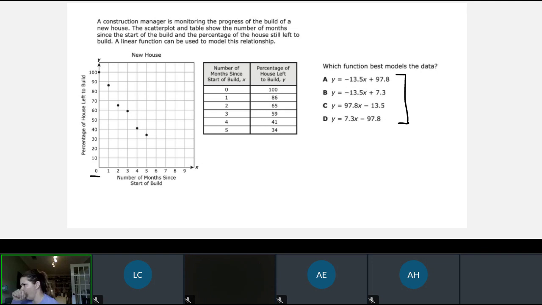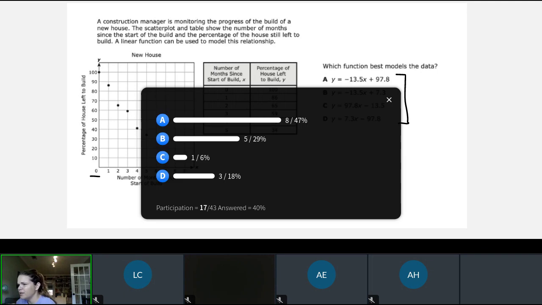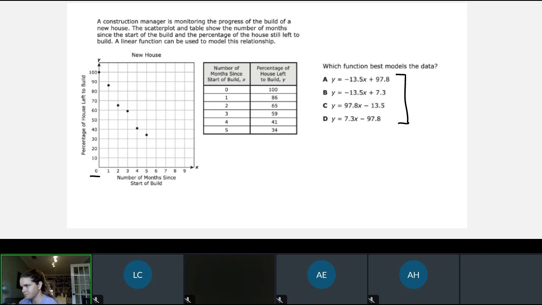Answered, but let's go ahead and go over this. Maybe it won't let me end this. There we go. So almost half of us that answered got it right. The correct answer is A. And if we look at this, what we know about linear functions is that this is going down and to the right. So we know this has a negative slope. So that gets rid of C and D for us.